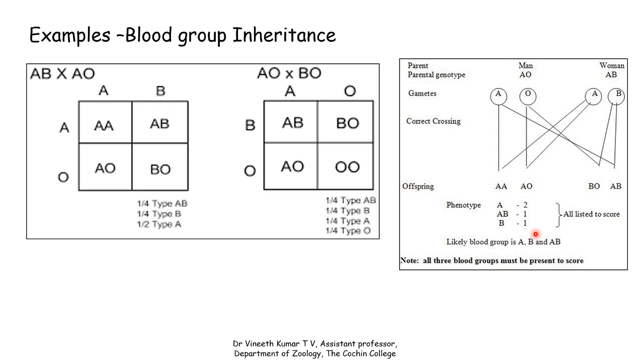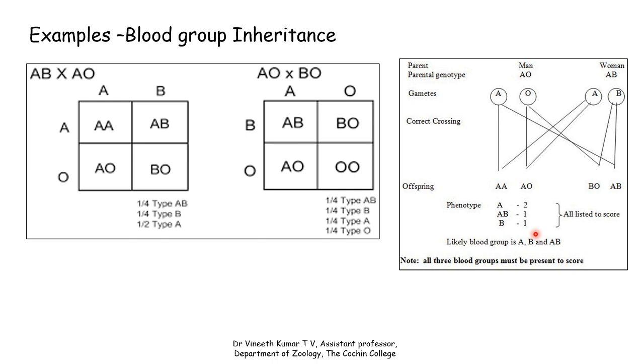So these were a few examples. The crossing and the Punnett square, etc., are the same as in normal Mendelian inheritance. They clearly follow the normal dominance pattern or dominance relationship, as in the case of Mendelian inheritance.